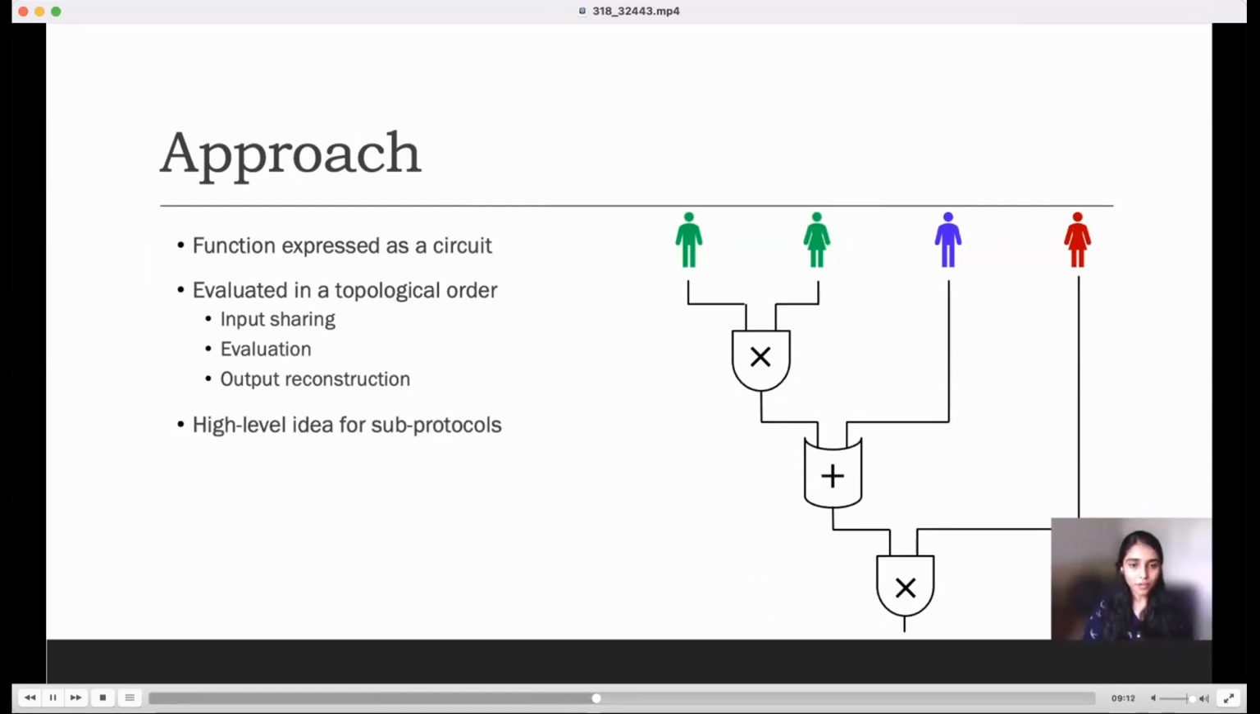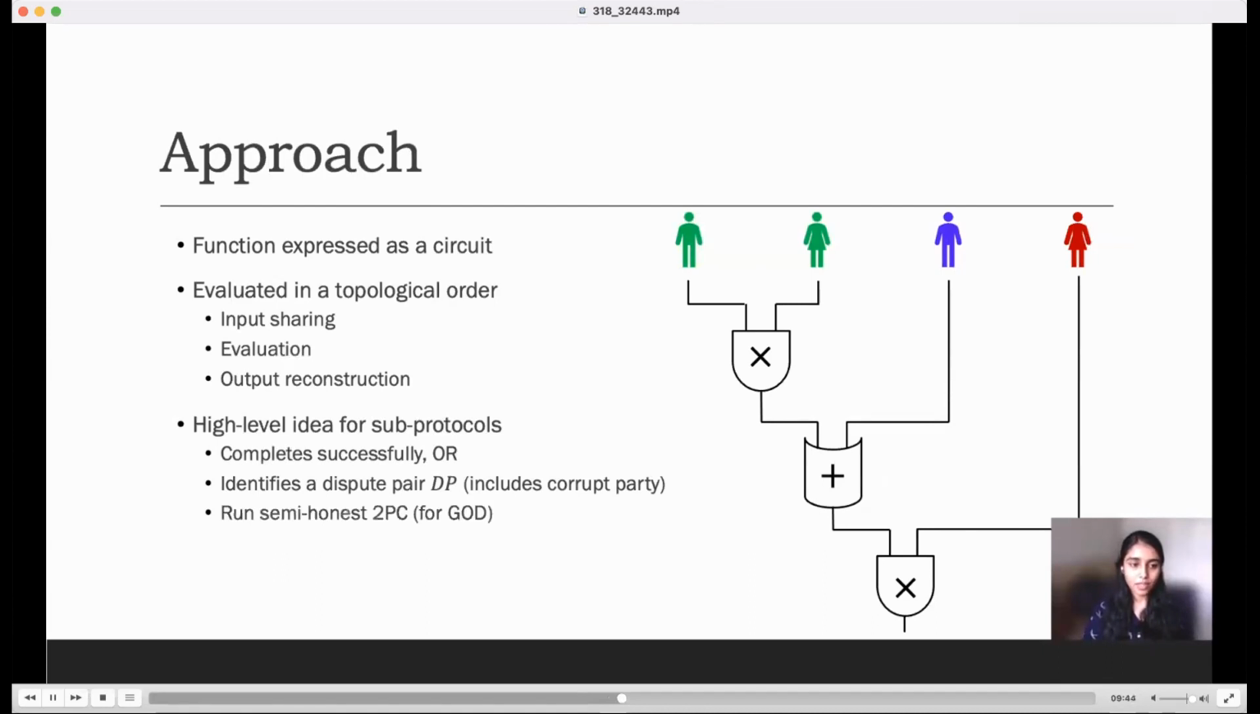For every subprotocol that we design for each of these phases, we follow the following high-level idea. Either each subprotocol will complete successfully, or, in case of malicious behavior, we identify a dispute pair which is guaranteed to include the malicious party. If we stop at this phase of dispute identification, then what we get is a fair variant of our protocol. To improve the security guarantee to GOD, we run a semi-honest 2PC amongst the parties outside the dispute pair. Note that since the dispute pair already includes the corrupt party, a semi-honest 2PC protocol is sufficient.